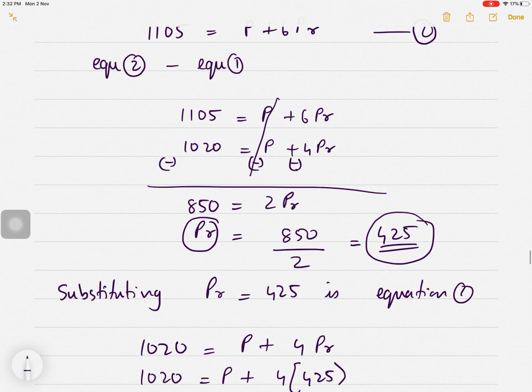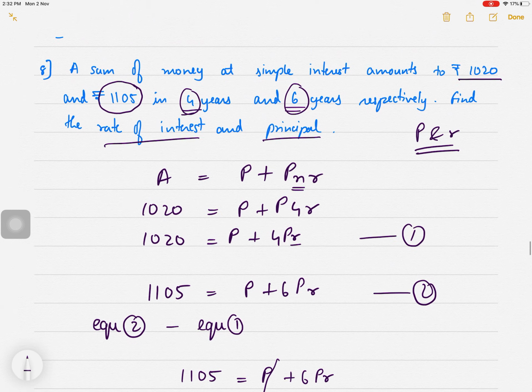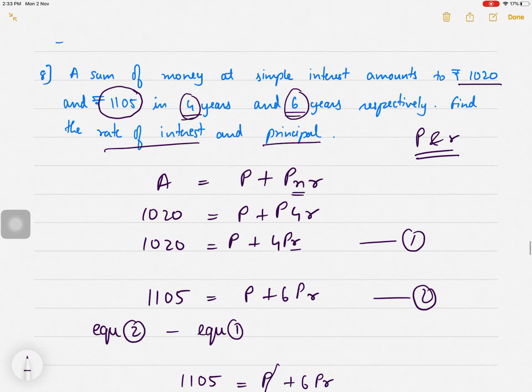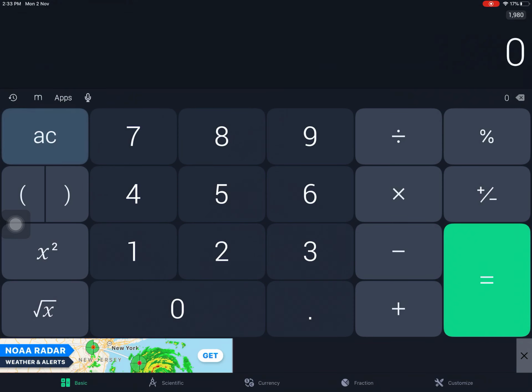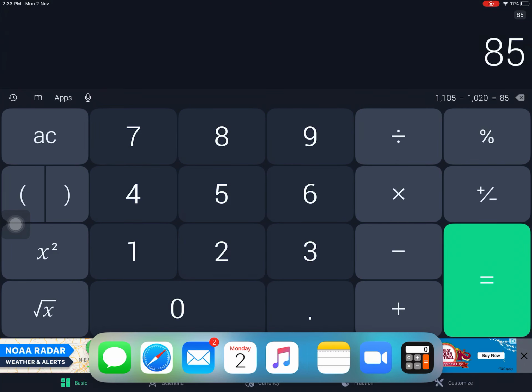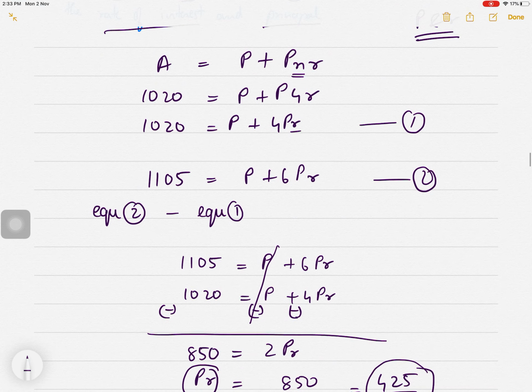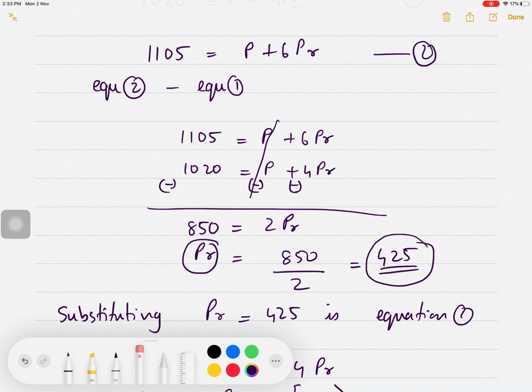Just a second. 1105 minus 1020. It comes to 85, not 850. Sorry. It comes to 85, not 850. Sorry.